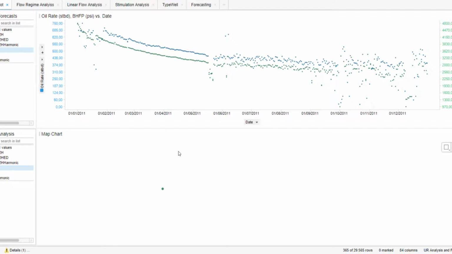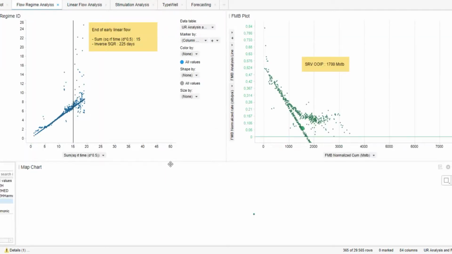data makes sense. After that, we need to go to the next worksheet, and this worksheet is just to understand when the early linear flow ends. You can see this vertical line on the left plot. It points to the end of the early linear flow, which comes from the fractures. Now you can see this is about 15, and we need to take the inverse square root of this number, which comes to 225 days. So for this well specifically, we need 225 days till the end of the early linear flow.